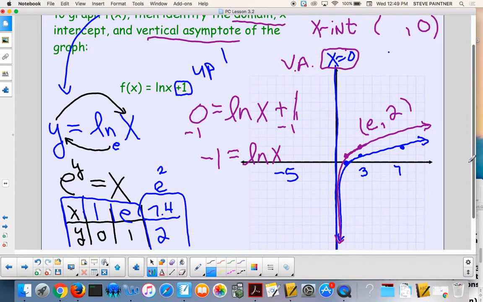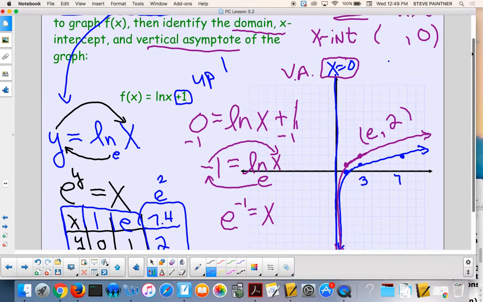Then I'm going to get rid of this. You want that x. It's 1 over e. See that? That's e. So what I would do is go back to exponential. I would just convert this to exponential because it makes more sense to me. e to the negative 1 equals x. So guys, where does it cross the x-axis? 1 over e.